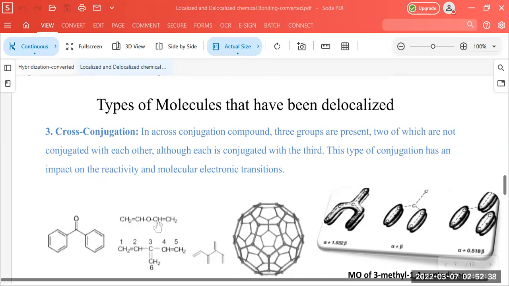Similarly, here you can see this type of ether in which there are two double bonds around oxygen. This double bond is in conjugation with the electron pair on oxygen on one side, and it is also in conjugation with the electron pair of oxygen with this other double bond. So this is an example of cross conjugation. You can draw various canonical forms which show that there are two groups which are in conjugation with the third one, but they are not conjugated with each other.